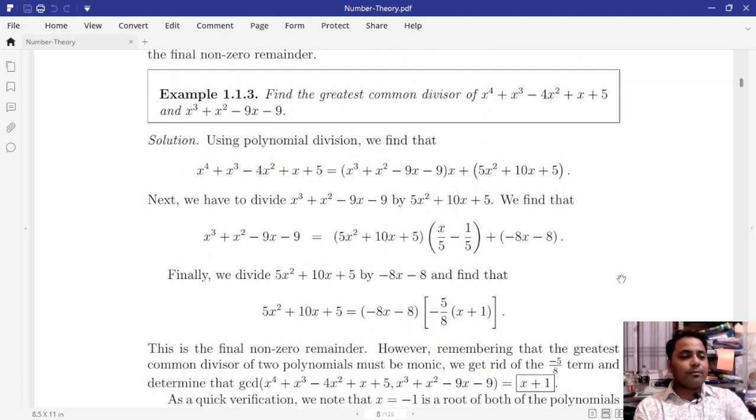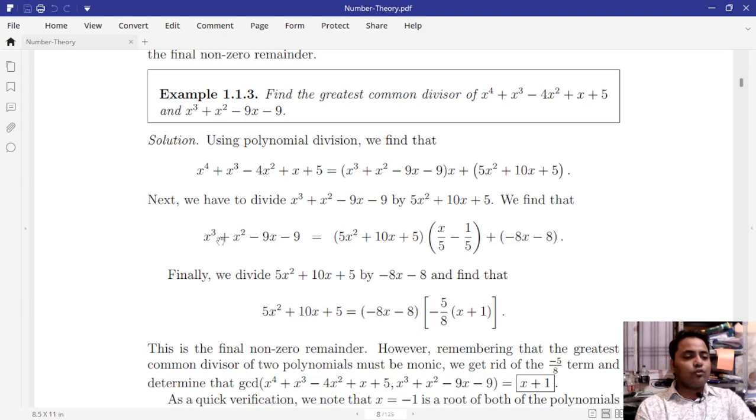Here is an example. Find the greatest common divisor of x^4 plus x^3 minus 4x^2 plus x plus 5 and x^3 plus x^2 minus 9x minus 9. Using polynomial division, we find that x^4 plus x^3 minus 4x^2 plus x plus 5 is equal to (x^3 plus x^2 minus 9x minus 9) into (x plus 5) plus 5x^2 plus 10x plus 5. Next, we divide x^3 plus x^2 minus 9x minus 9 by the remainder 5x^2 plus 10x plus 5.